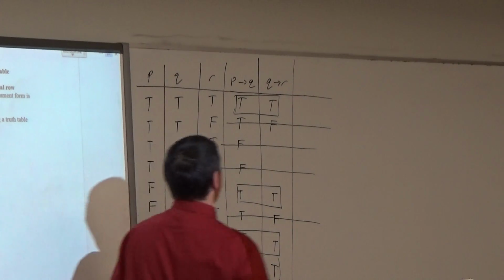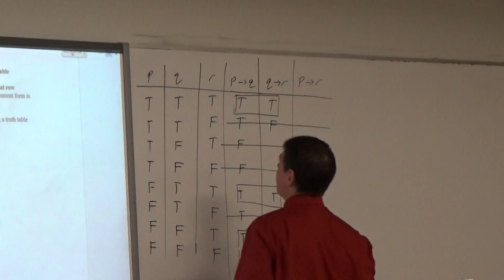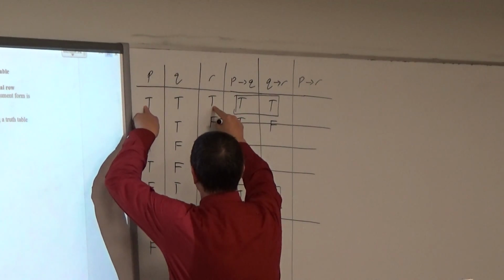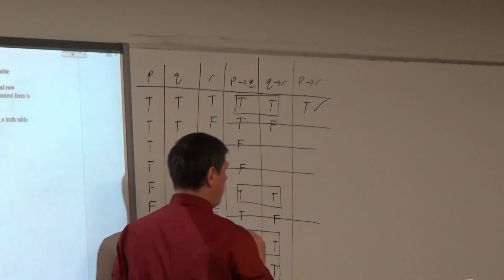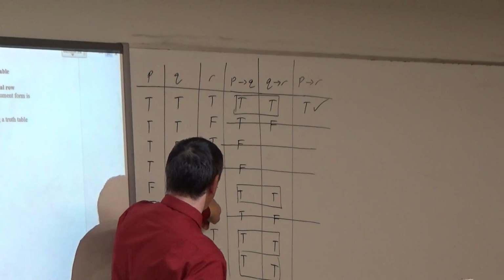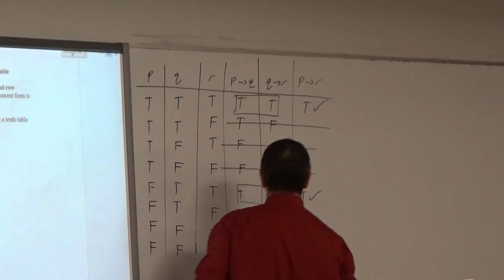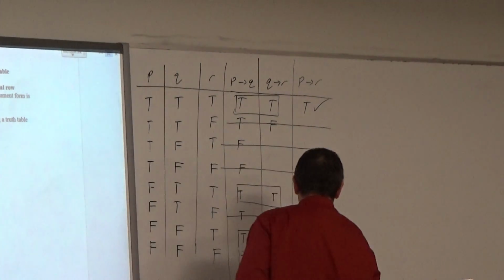So I'm going to have P implies R. I have P which is true, I have R which is true. True implies true is true. So far so good. I have false implies true. Well, that's true, anytime it starts with a false. And then, guys, the last two start with false as well. So these are true.